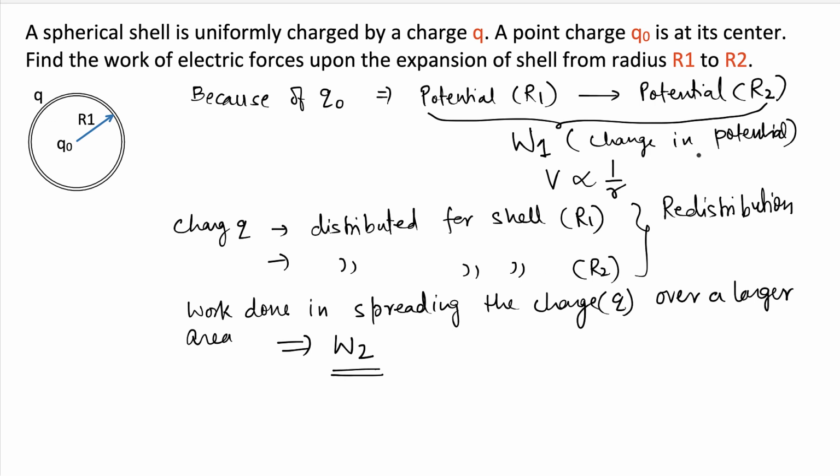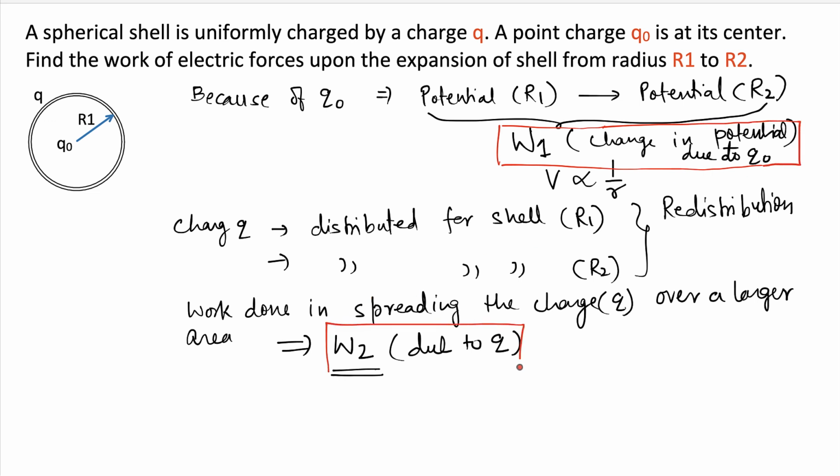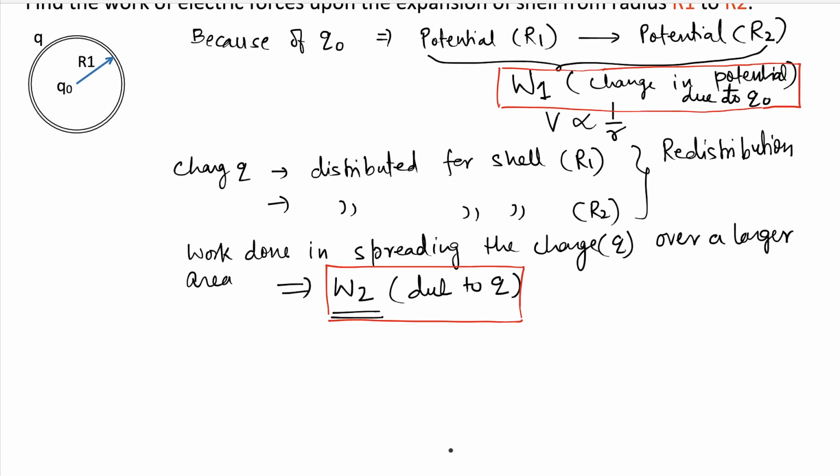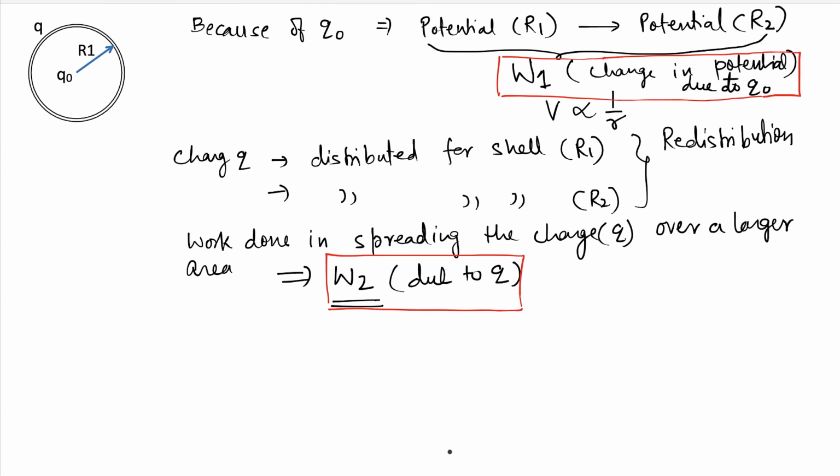This one was change in potential due to Q0, and this is due to Q. Okay, so I hope you see this. There are two kinds of work being done here. One is because of Q0, another one is because of Q. Now let's compute these two works, and if we add them, then we should get exactly how much work will be required to be done.